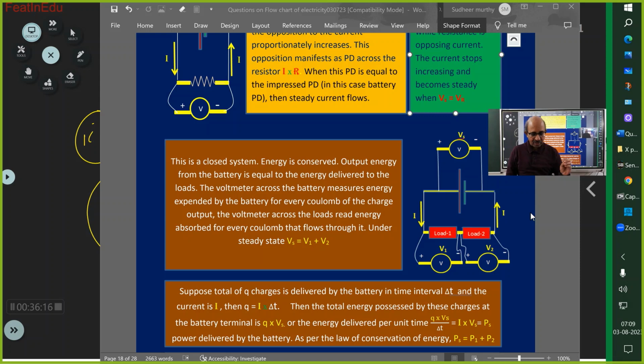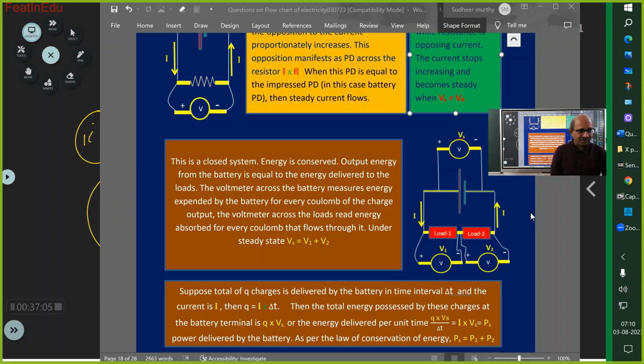The voltmeter across the battery measures the energy expended by the battery for every coulomb that it gives. If it gives more coulombs, it has expended more energy. X joules into Q, where Q is the number of charges. The voltmeter across the loads reads the energy absorbed by the load for every coulomb that goes through the load. Every coulomb that passes through the load, how much energy is absorbed by the load, that is what the voltmeter will give. Got it?